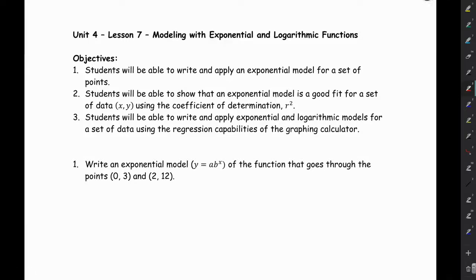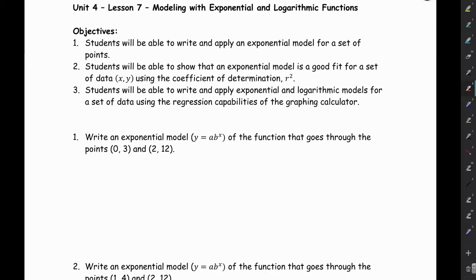Everyone, in this lesson you're going to learn how to write an exponential model from a set of points. We're going to be looking at exponential models to see if they're a good fit for data. We're also going to be learning how to use the calculator to come up with exponential and logarithmic models. So the first thing we're going to do is write an exponential model given 2 points.